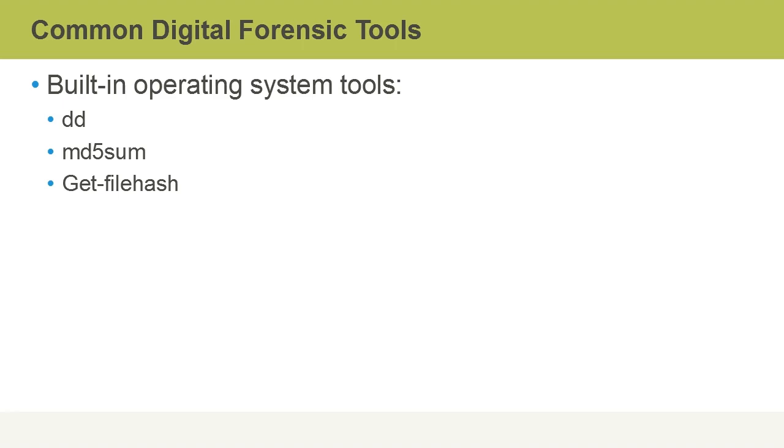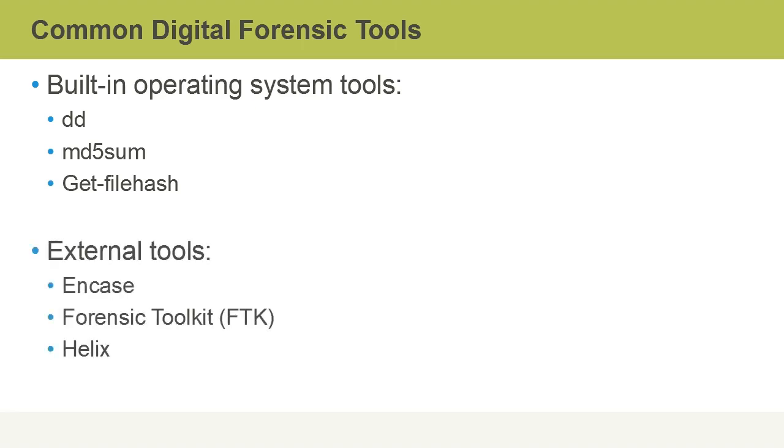There's also the built-in Unix and Linux md5sum command, although that may vary from one distribution to the other, but it allows us to take a file hash. On the Windows side, we can use the Get-FileHash PowerShell cmdlet to take a hash of a file. Then, of course, there are numerous external tools that can be used by forensic analysts, including EnCase, the Forensic Toolkit or FTK, and Helix. In this video, we talked about common digital forensic tools.